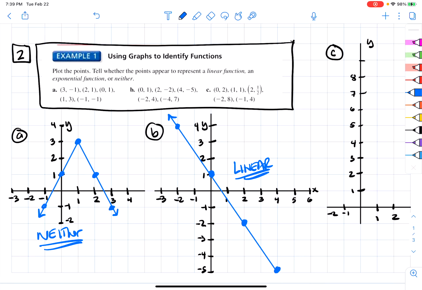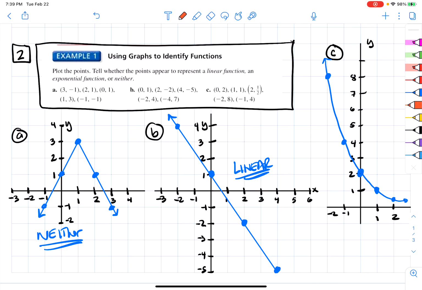Let's try part C. 0, 2, that point would be there. 1, 1, that point would be there. 2, 1/2, so right there. -2, 8, that point would be there. And then -1, 4, that point would be there. So I would tend to think that this is exponential.